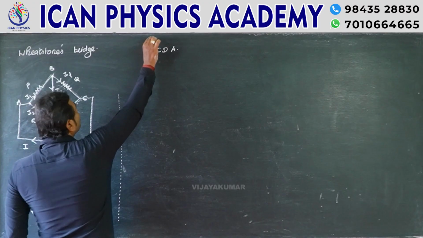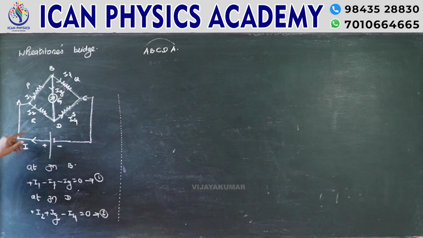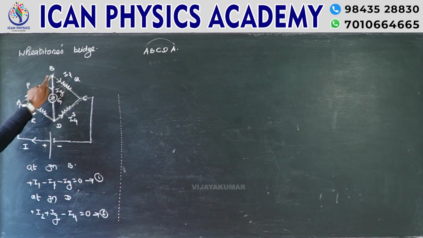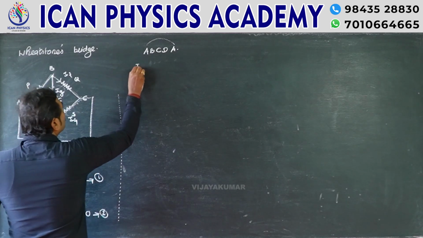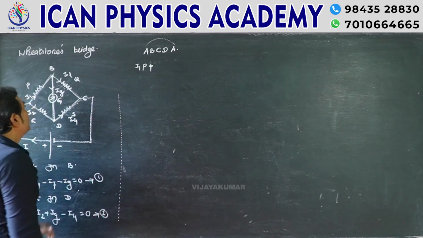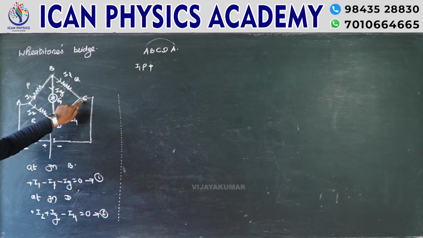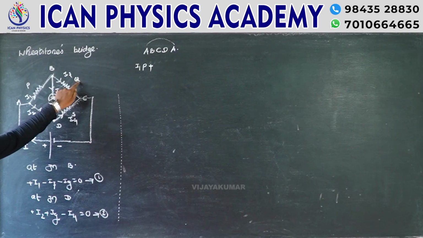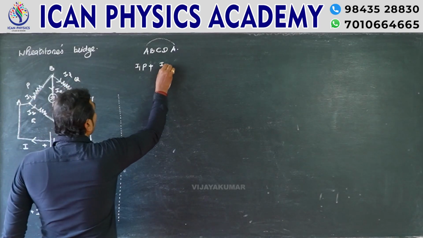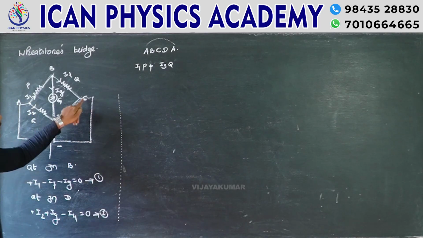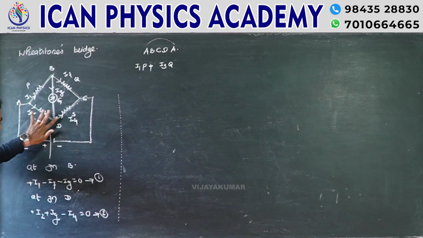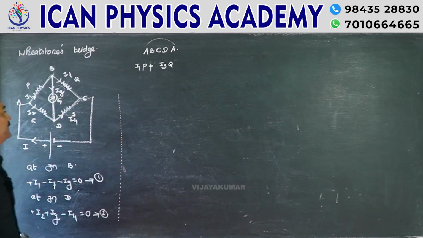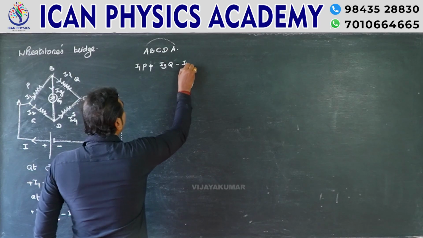Starting from A and ending at A. So the product of current and resistance: in the arm A to B, I1 into P. So I1 into P plus, in the arm B to C, I3 into Q. In the arm C to D, I am moving from C to D, but the current is flowing in the opposite direction, so minus I4 into S.